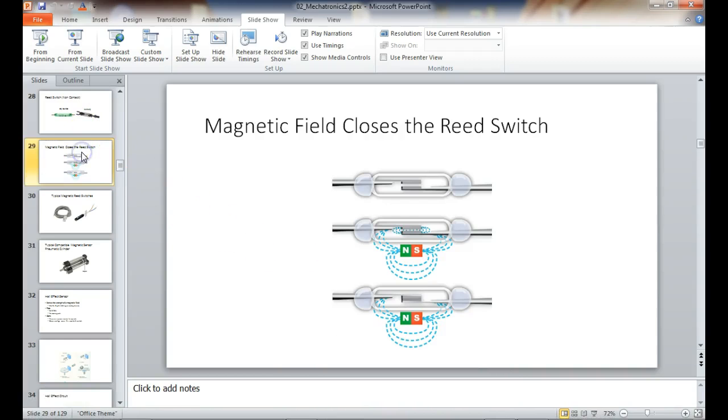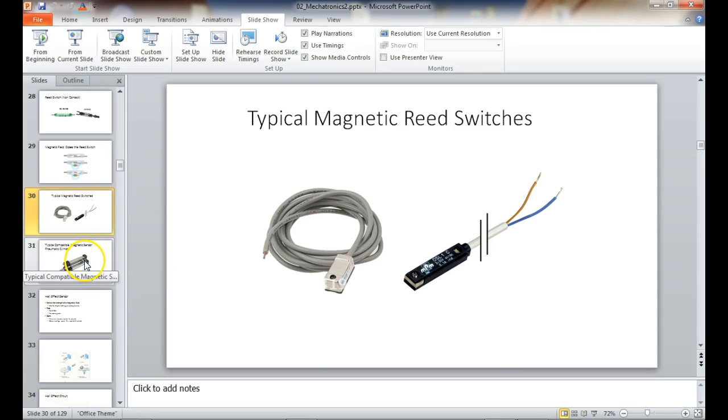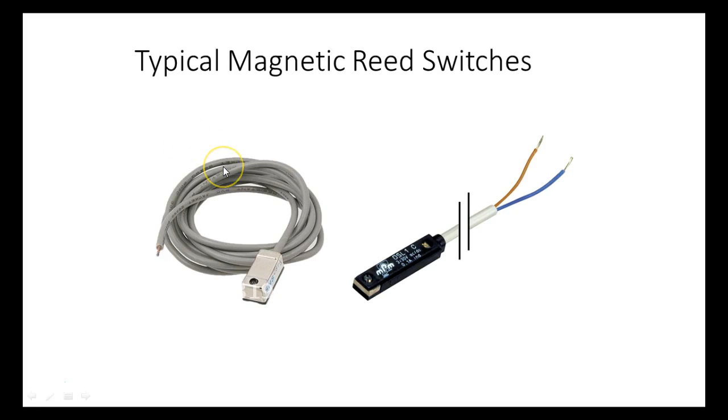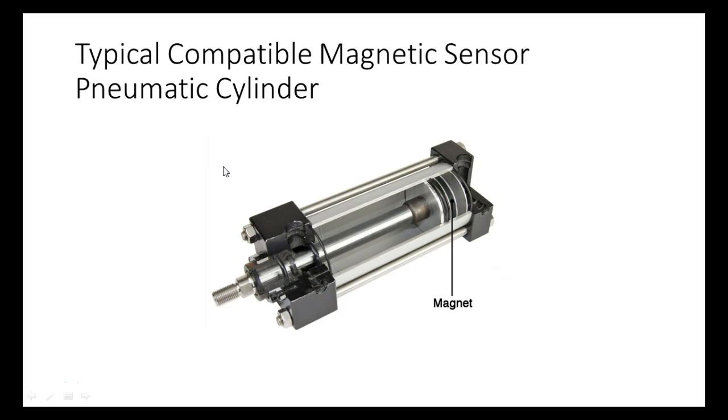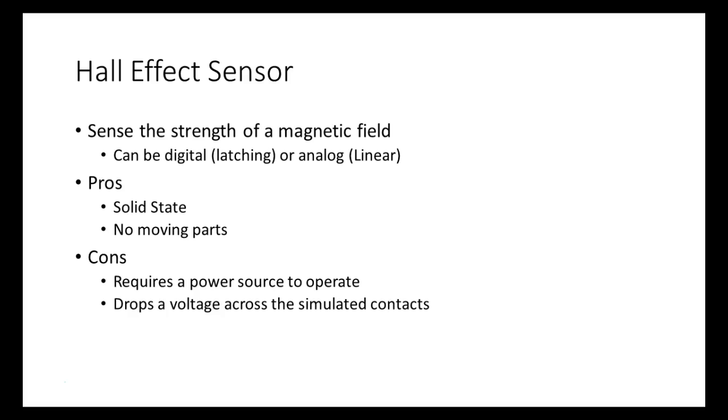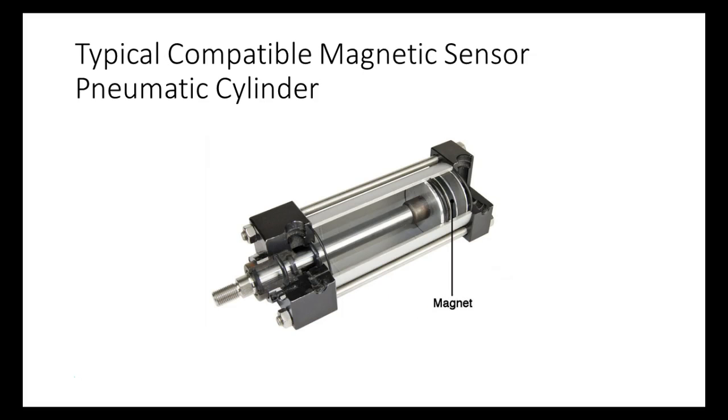So the Hall effect sensor is an electronic sensor that senses the strength of a magnetic field. That's all it does. The strength of a magnetic field. Yeah, you have to create that magnetic field. That's what we was looking at over there. This is what we was looking at right here.